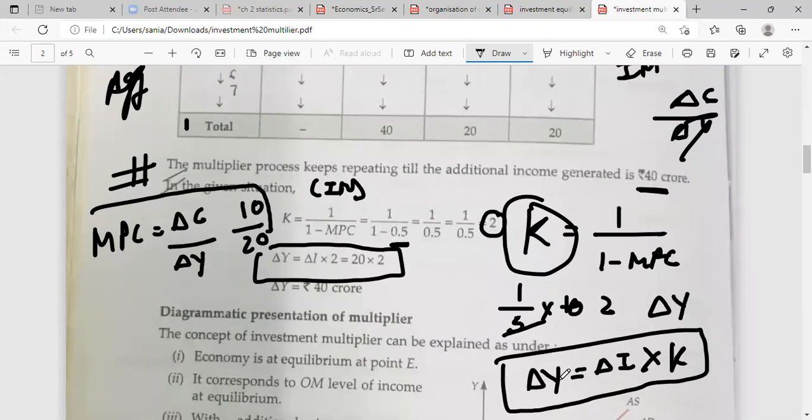So in this formula, you have delta I, 20. Now K you got to know from here, your K is 2. So you will put the value and you will get delta Y. Clear? Yes, ma'am. Okay, write it down.